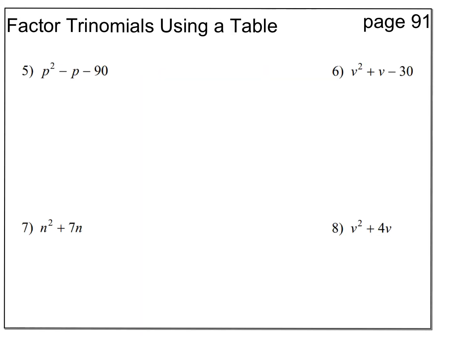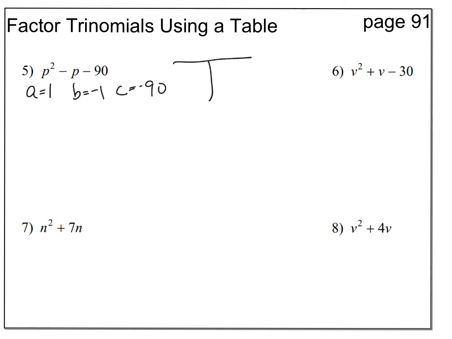Okay. I see two trinomials, 5 and 6, and I see two binomials, number 7 and number 8. So I only have to do that process with 5 and 6. 7 and 8, I can just look for a greatest common factor. A is 1, B is negative 1, C is negative 90.